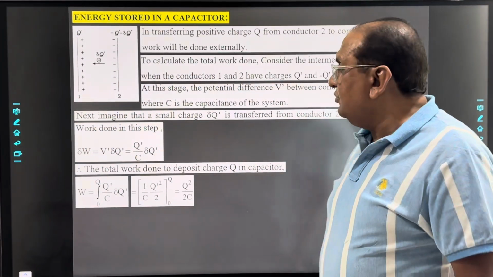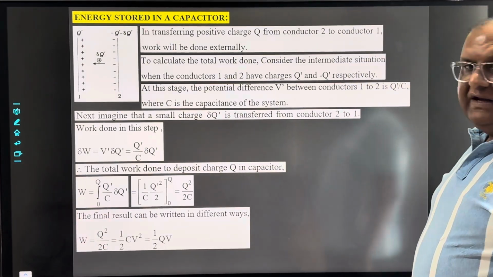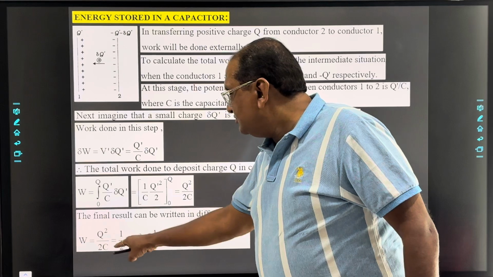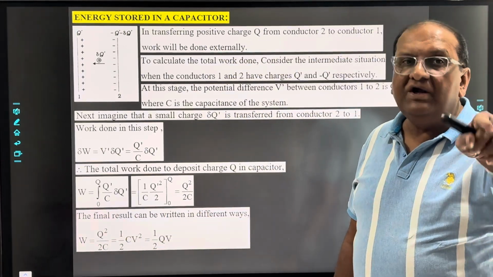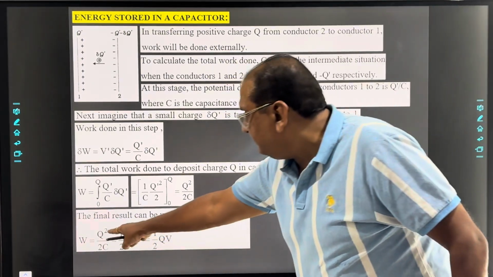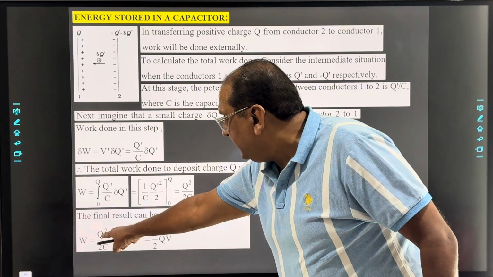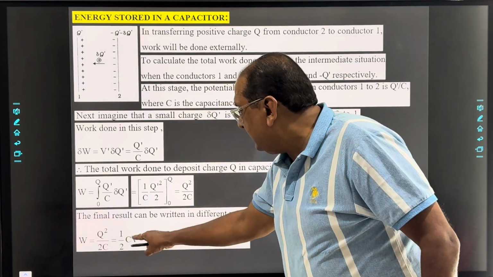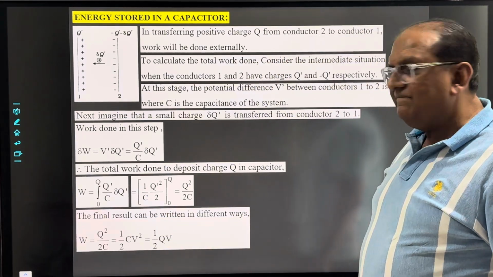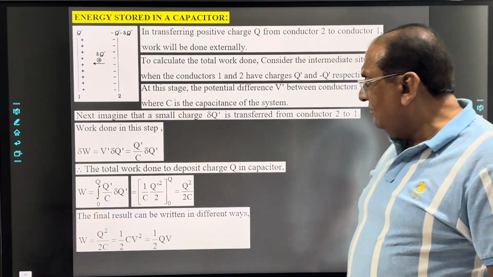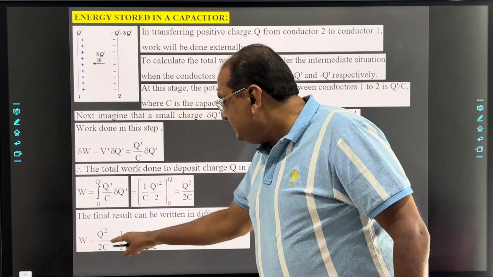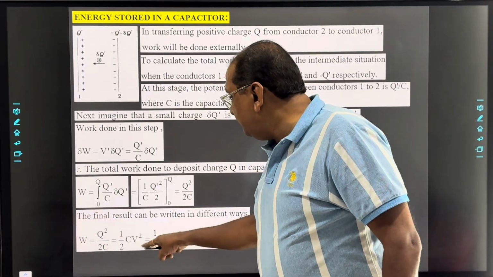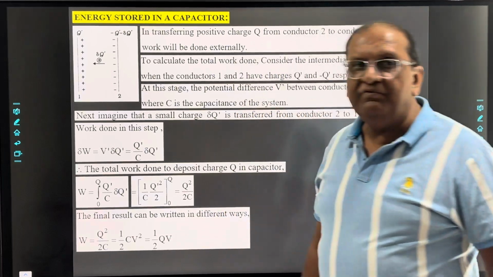We can write this total work done in different ways. W is Q^2/2C. Now Q equals CV, so substituting gives C^2 V^2 over 2C, and one C cancels, so we can write half CV^2. Clear? Also, Q/C is V, so we can replace one Q/C by V and write half QV.